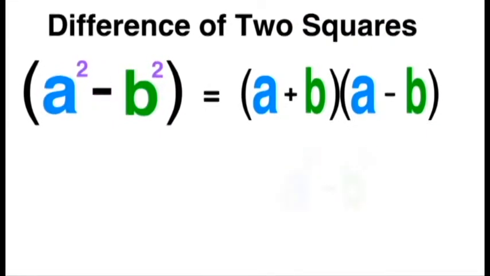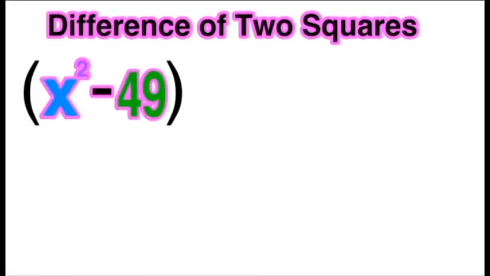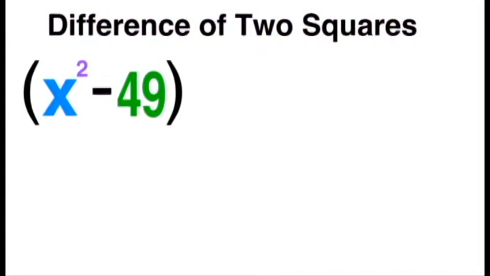Remember, difference means subtraction. Let's take an easy example. Let's take x squared minus 49. Here it's really easy to see that the square root of x squared is x and the square root of 49 is 7. There's a negative sign in between, and this tells us that we have a difference of two squares.